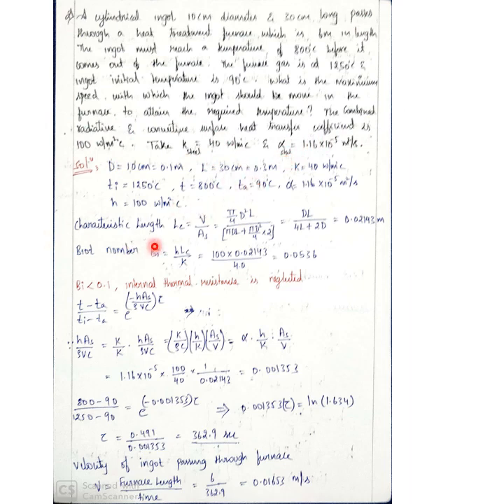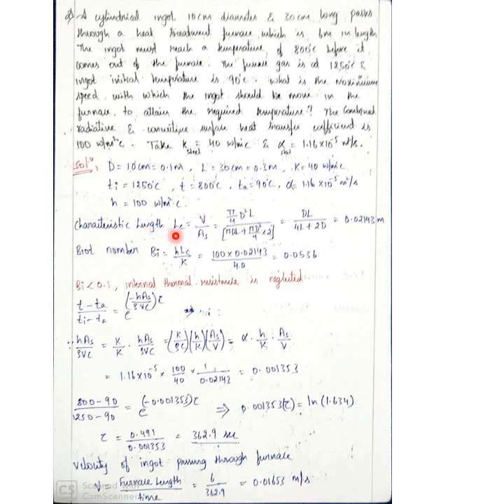Initially we need to find the Biot number, for which we need the characteristic length. Lc is equal to V by As. Understood? V by As. This is the important parameter that you need to understand.